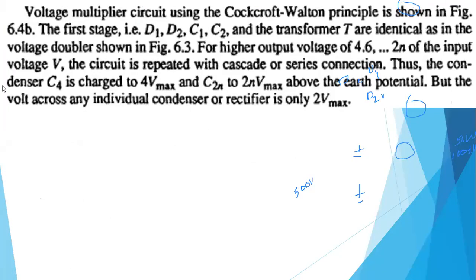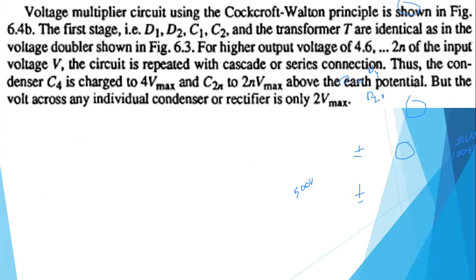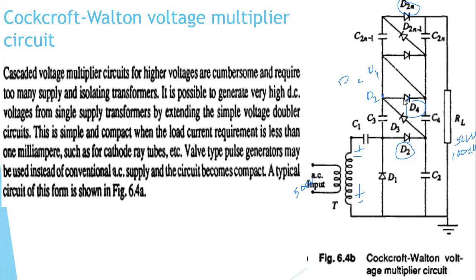This is the voltage multiplier circuit using the Cockcroft-Walton arrangement shown in the figure. The first stage, during the positive half cycle, has D1, D2, C1, C2. This is the first unit, next stages are the second stage and the third stage.